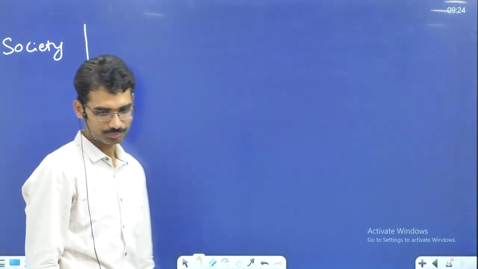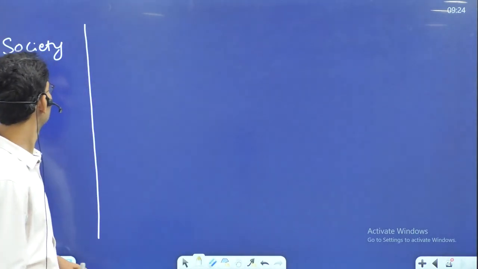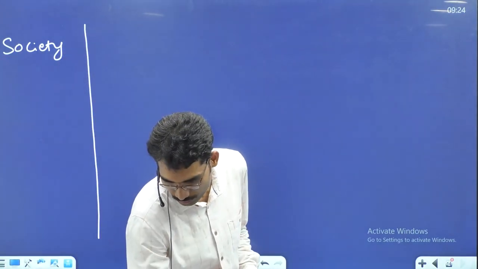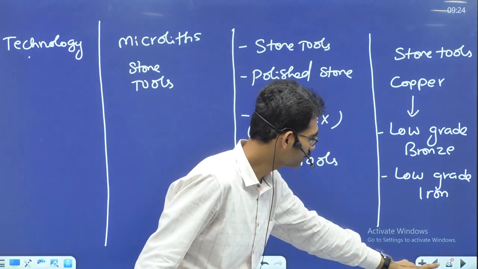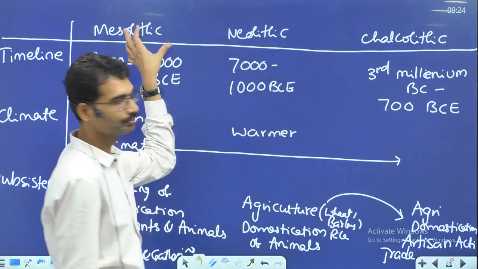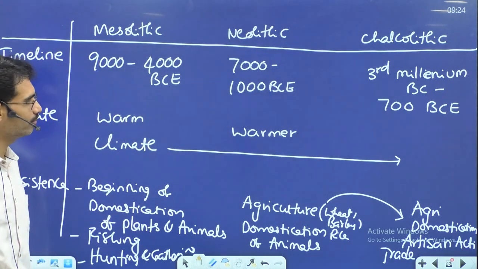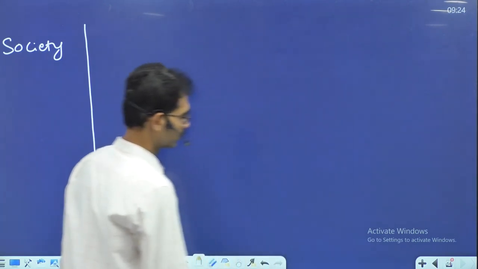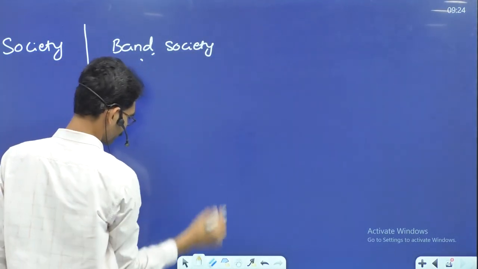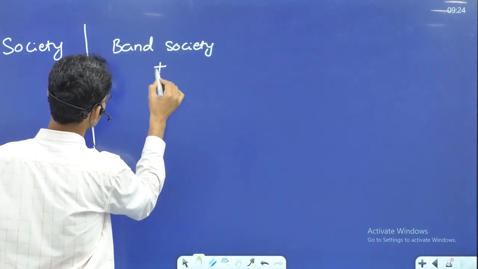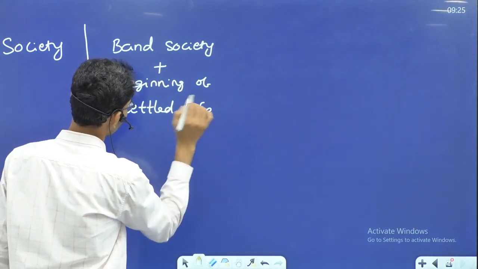Society. When it comes to Mesolithic, this is the combination of Paleolithic and Neolithic. Mesolithic is the Middle Age. Dominant characteristics of Paleolithic, and also some characteristics of Neolithic, are visible. So here, band society plus beginning of settled life.